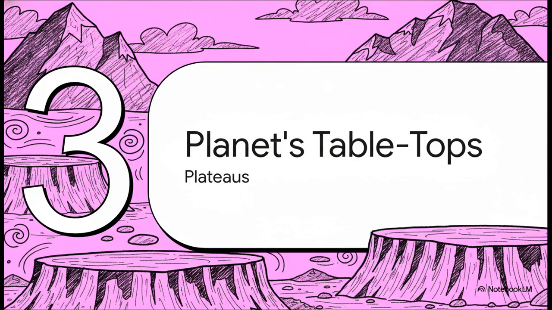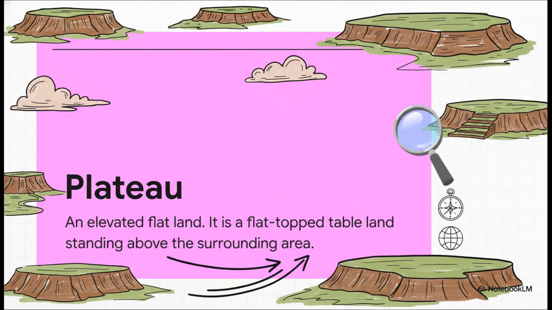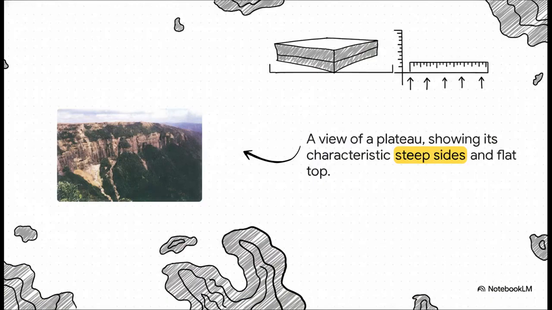All right, coming down a bit from those towering peaks, our next landform is the vast, elevated tabletop of our planet, the plateau. So a plateau is basically an elevated tableland. It stands high above the area around it, but the key difference from a mountain is that it has a large, flat top. This picture just nails it, doesn't it? You can clearly see those steep sides and that flat surface. Plateaus can be anywhere from a few hundred meters high to several thousand.